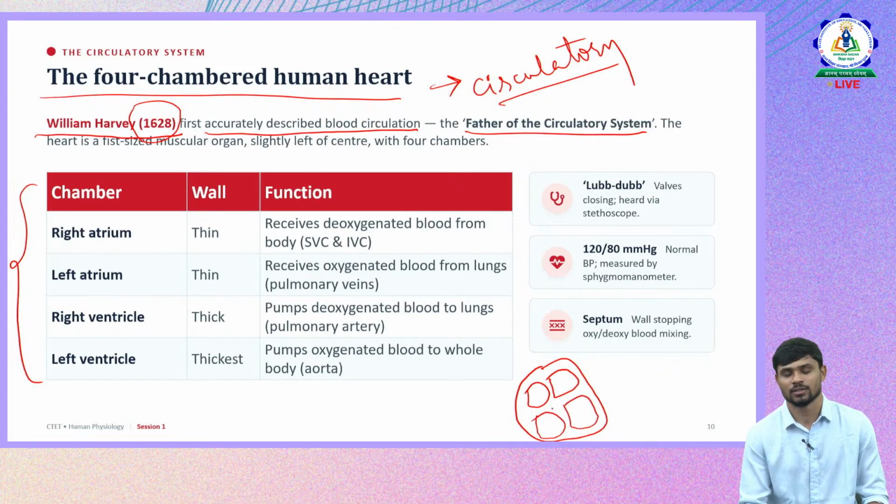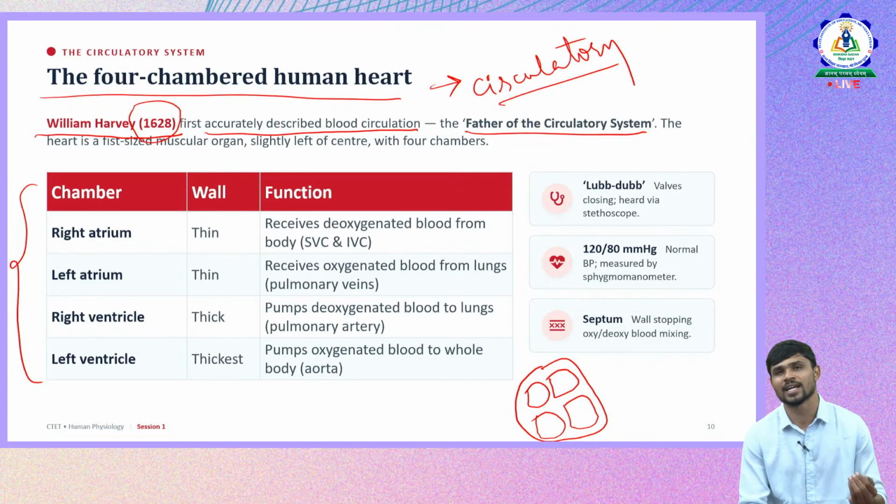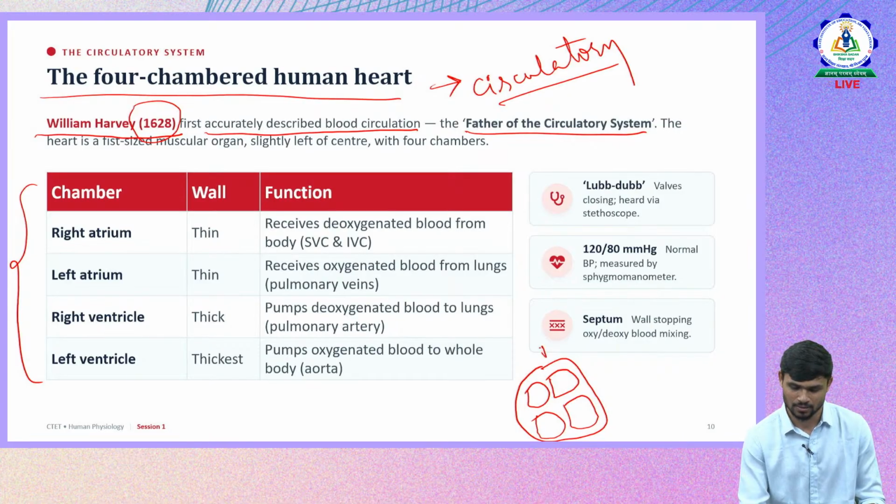So in the heart there are 4 chambers, 2 up, 2 down. You should always remember to which side the oxygenated blood is going and to which side the deoxygenated blood is going. Questions will be based on this. To which side will oxygenated blood be going, right or left? I'll just point out the right and left side here. So this is right and this is left.